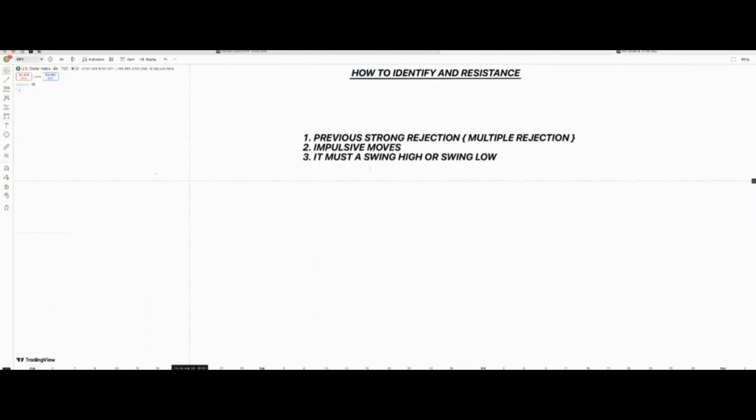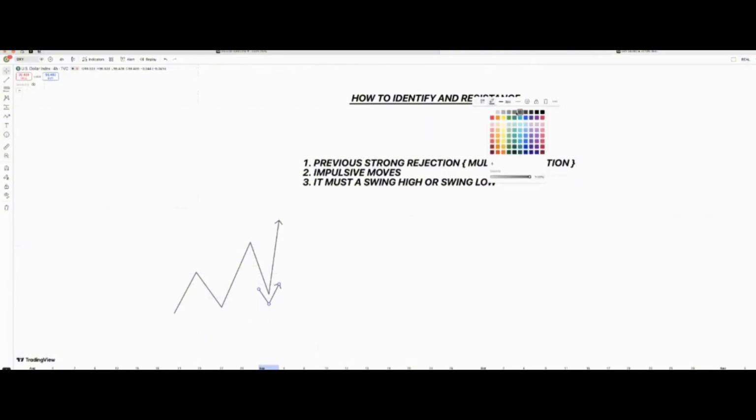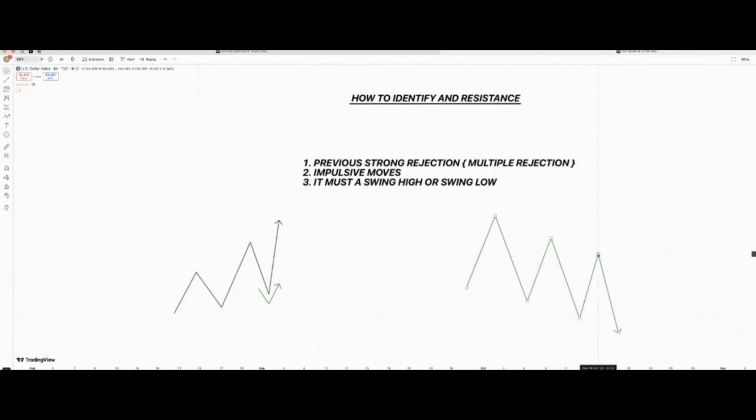Remember, we said in an uptrend, we expect price to make a series of higher highs and higher lows. These swing lows are your support areas, and you can see how price rejected from that area previously. In a downtrend, where price is making a series of lower lows and lower highs, these swing highs are your resistance areas, and you can see how price used this previous swing high to reverse. I hope you are getting this.